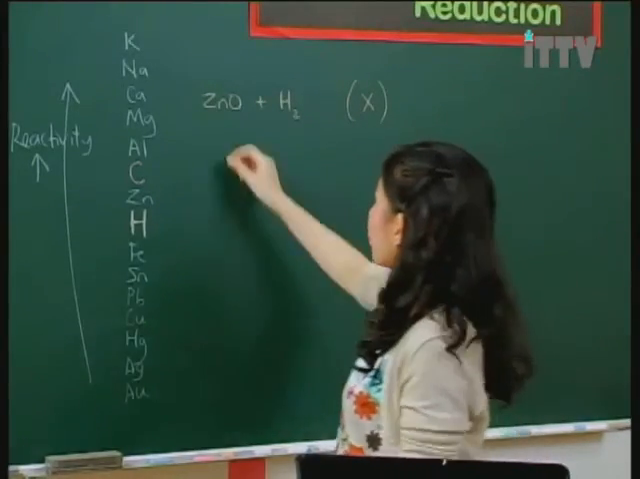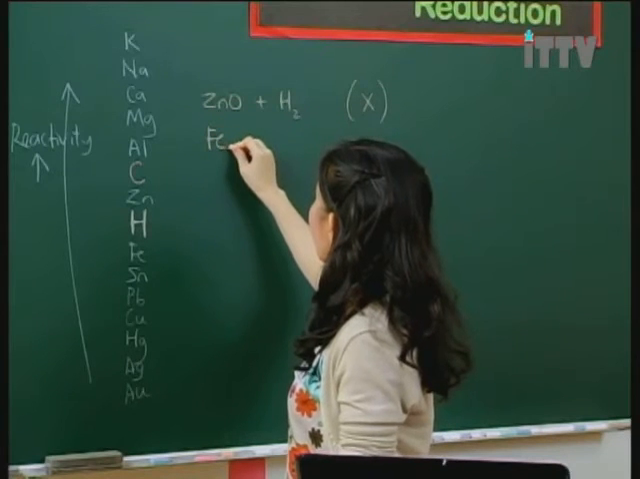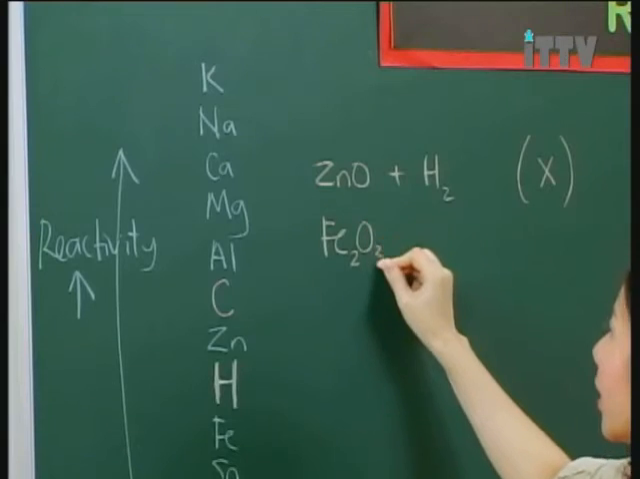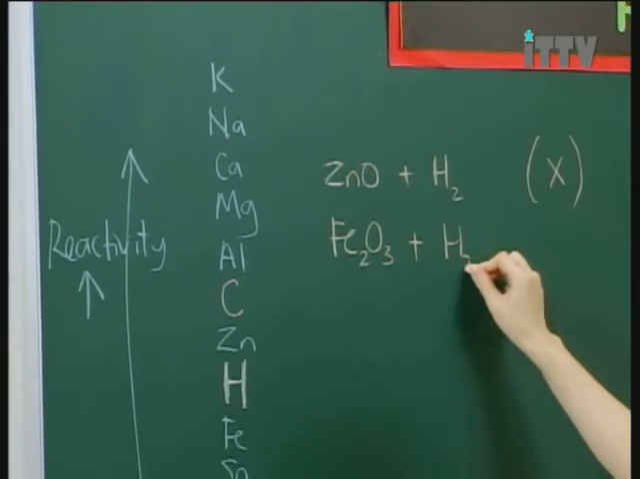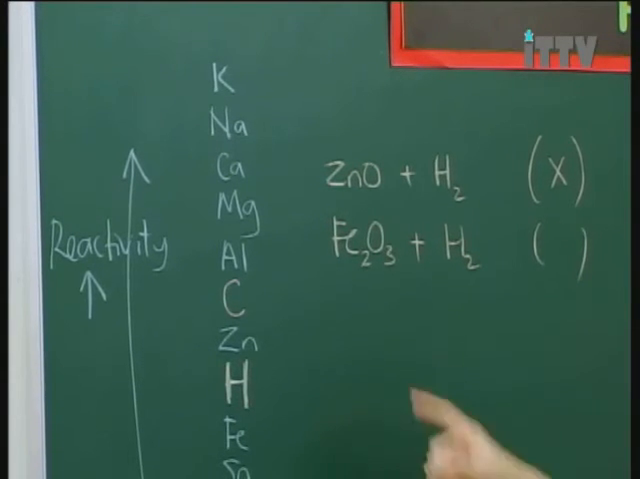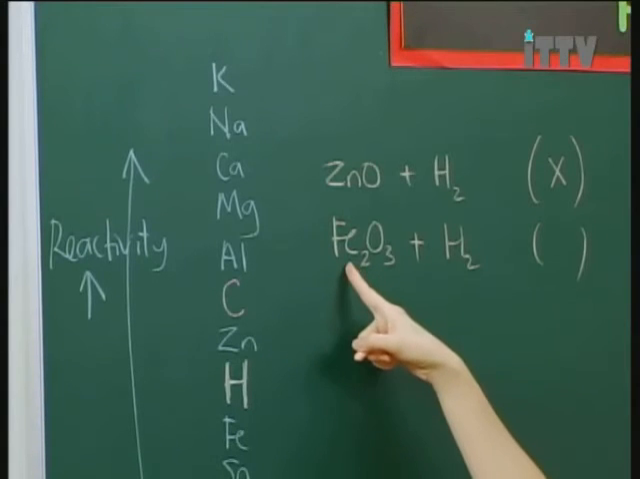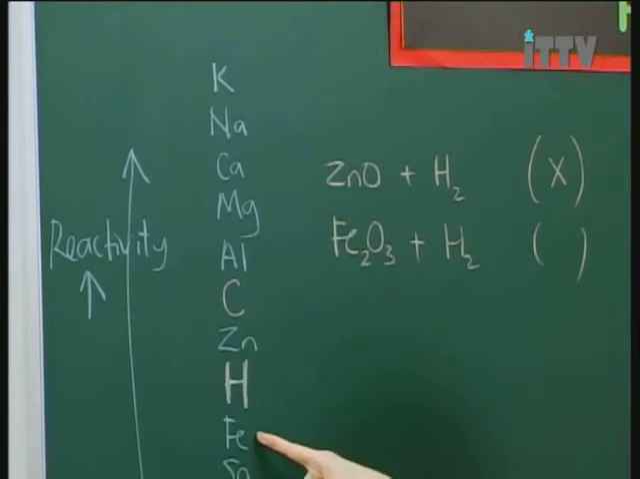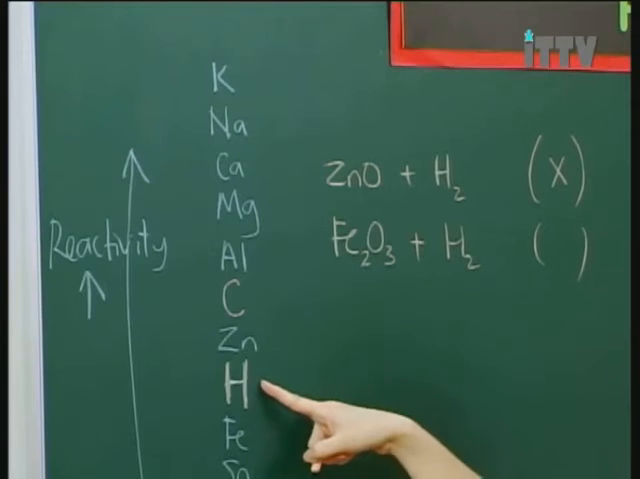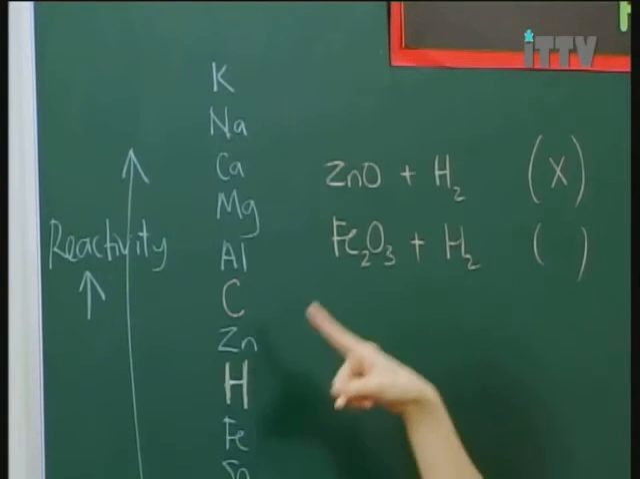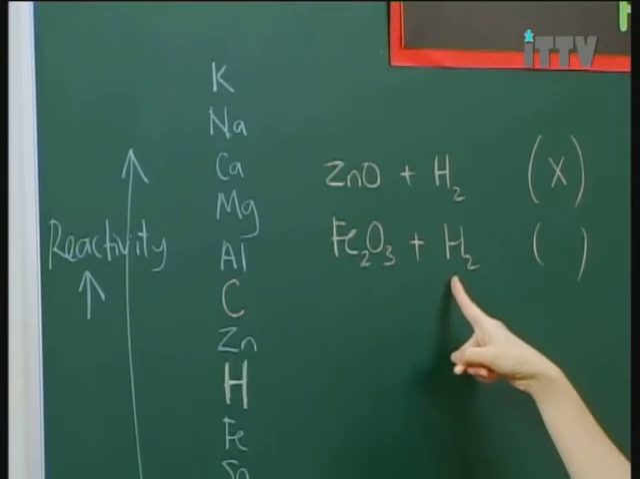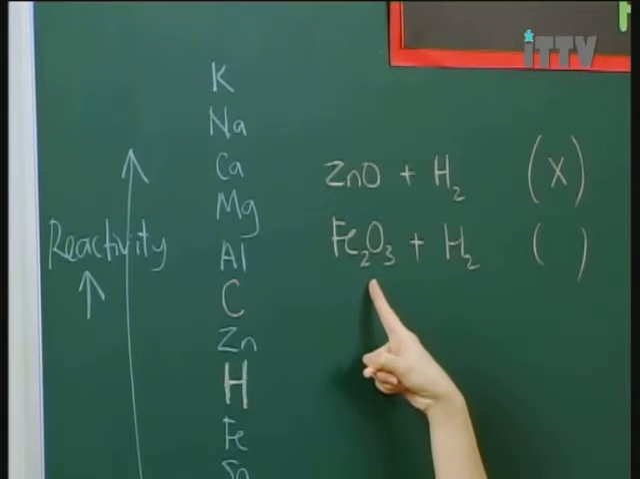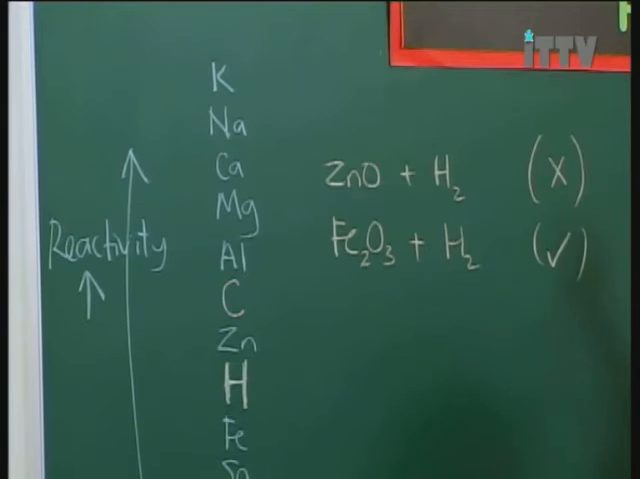Secondly, we have iron 3 oxide reacting with hydrogen. Now this time, let's look at the position of iron. Iron is here and hydrogen is above. So we can see that hydrogen is more reactive than iron. So hydrogen is able to reduce iron trioxide. So therefore, a reaction will happen.